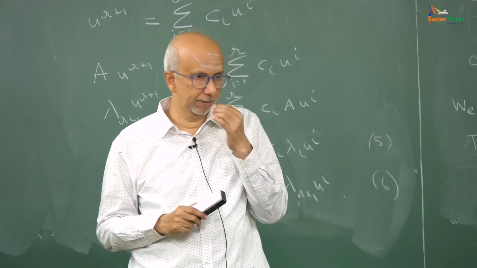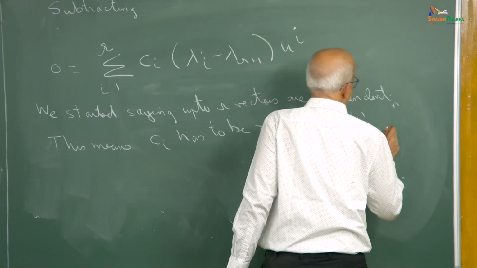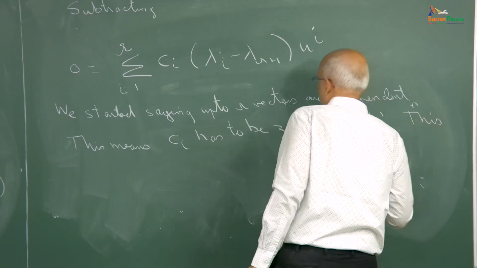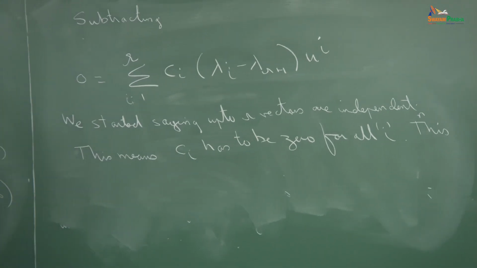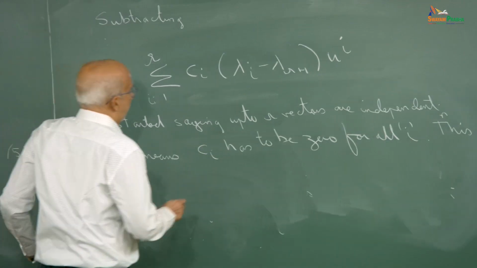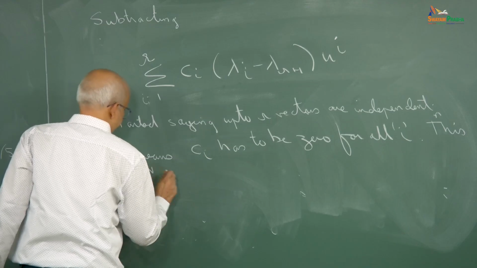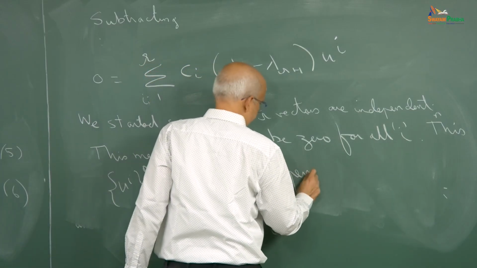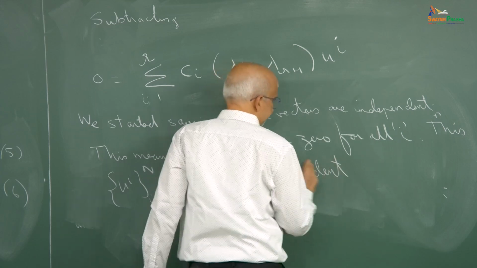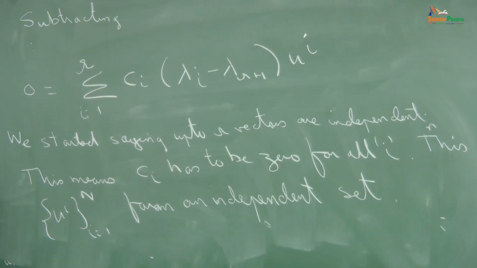The only way this relationship can be satisfied is if Ci is 0. This shows that ui, i going from 1 through n, form an independent set.